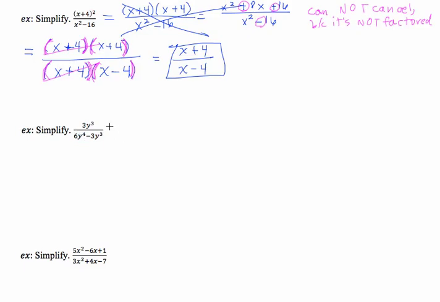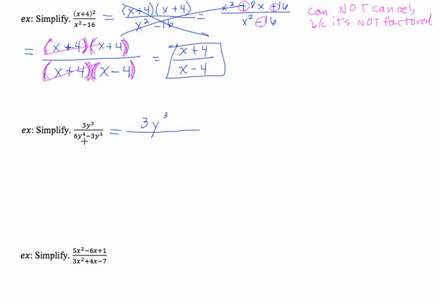Okay, let's try another one. Make sure you're trying these on your own first. So in the numerator, there's nothing we can do to simplify or rewrite it really. It's just 3y cubed. In the denominator, it's not factored because we have that minus right there, so we need to try to factor.